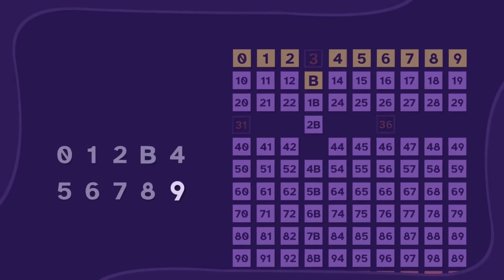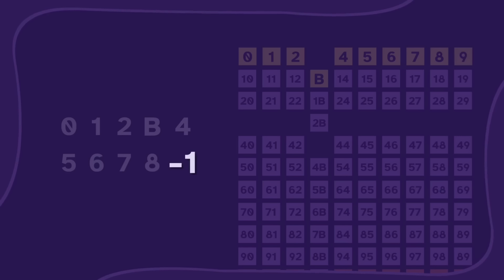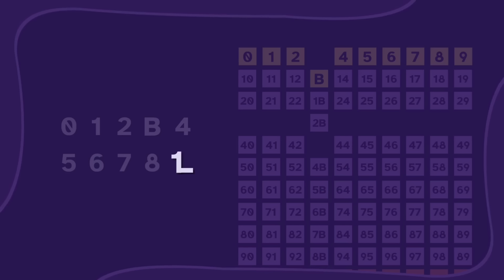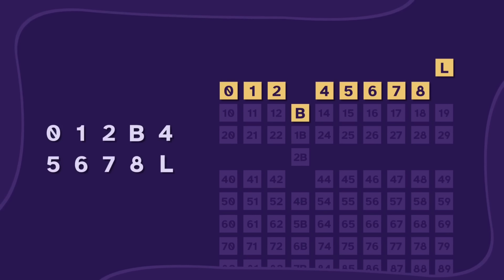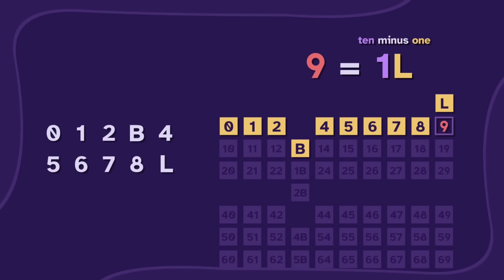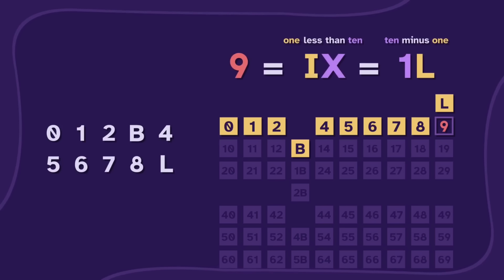We can replace the digit 9 with -1. Again, this looks like two separate symbols, so we should squish them to make an L. So now these are the single digits. 9 is missing, but that's okay, because we can write it as a double digit. This is 10 minus 1. It's similar to how we write 9 romantically.